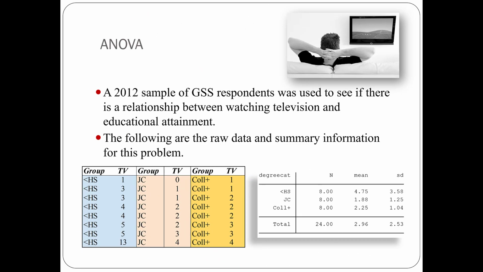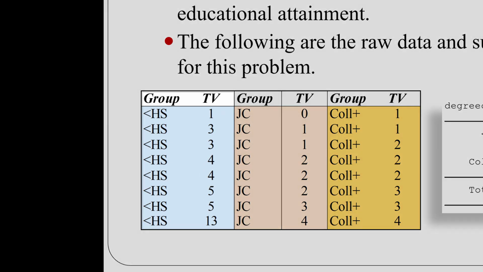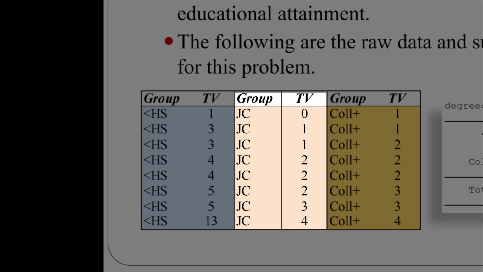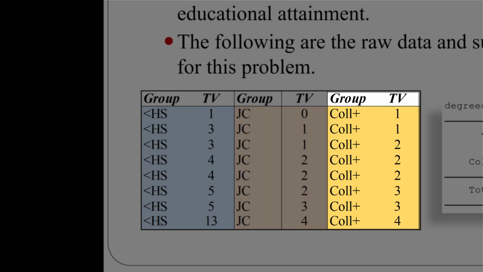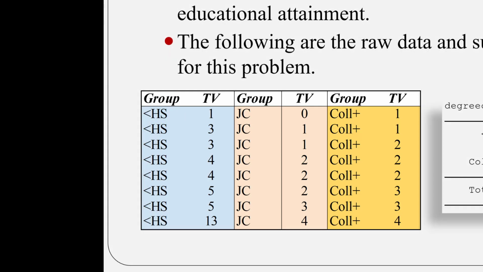In 2012, a very small sample was taken from the GSS, and the respondents were asked about how many hours of television they watched every day and what their highest achieved academic degree is. I've divided these into three different groups. Group number one are people that have less than a high school degree or less. Group number two are people with a junior college degree. And group number three are people with a college degree or more. The numbers in the table below show you the number of hours that each of those respondents watch television.